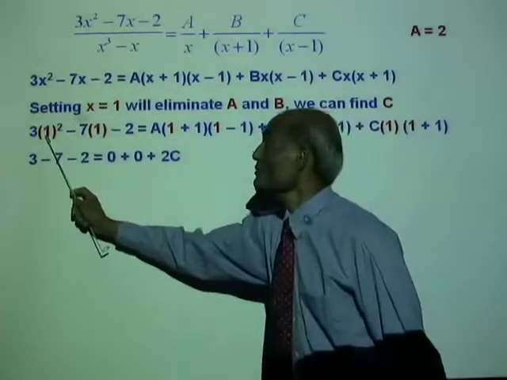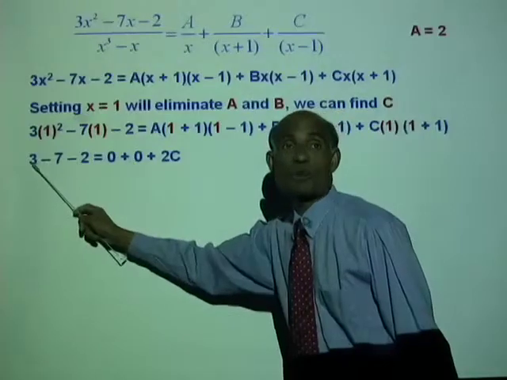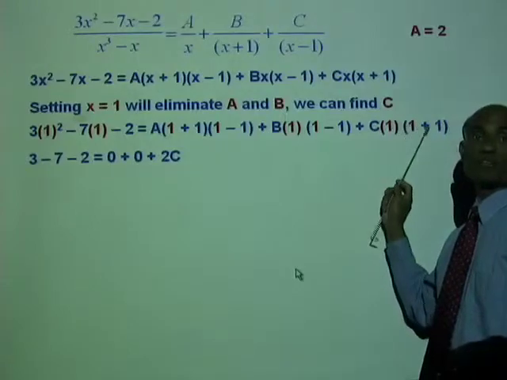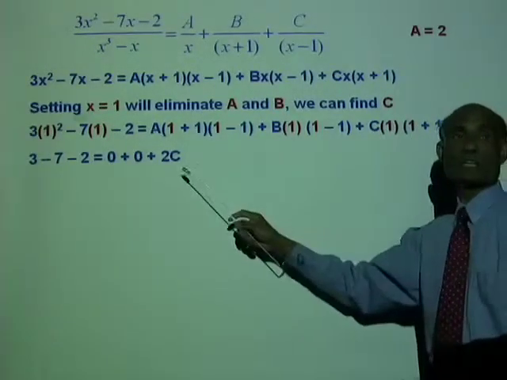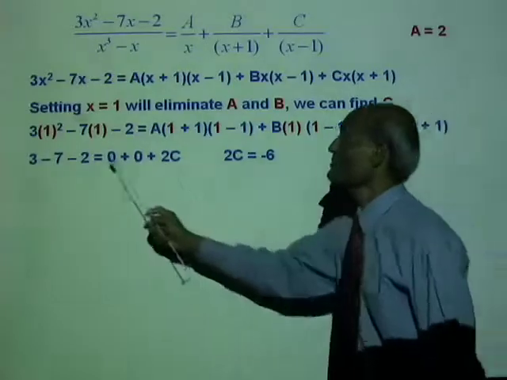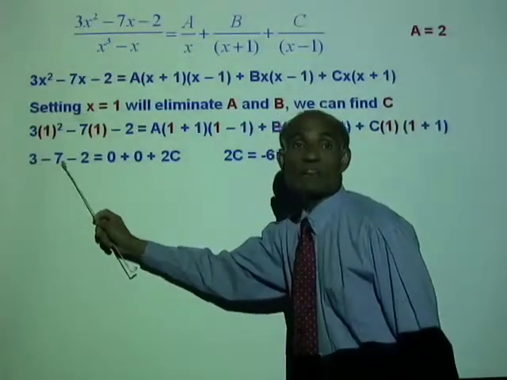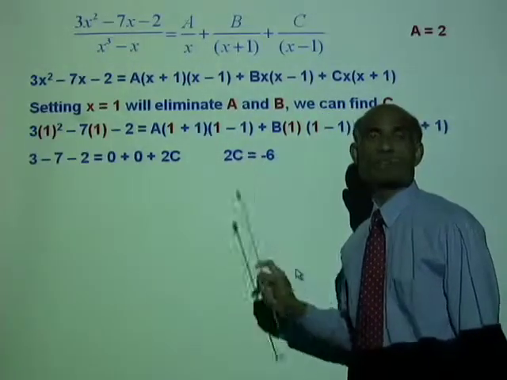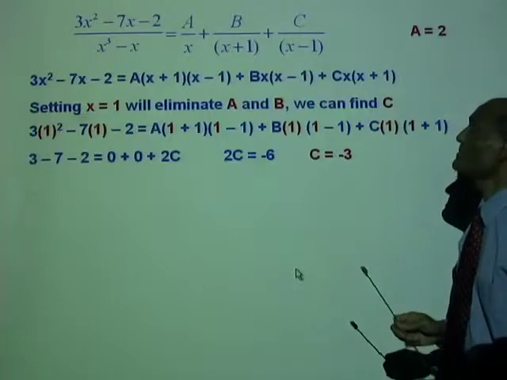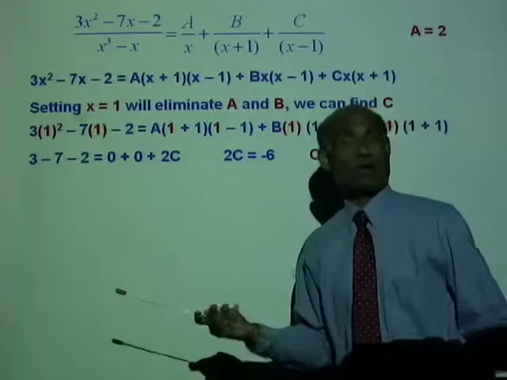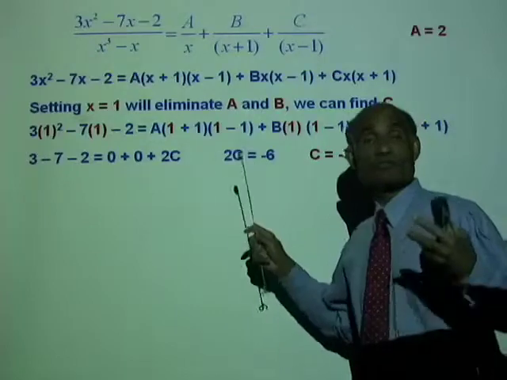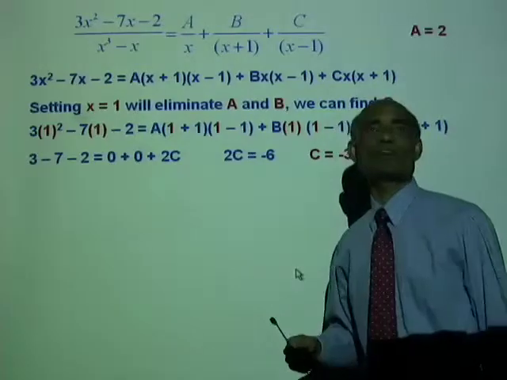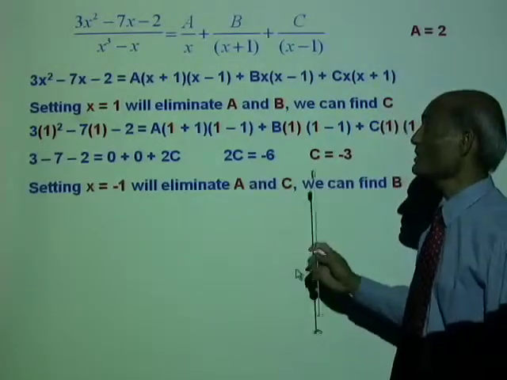That will give me 3 minus 7 minus 2 on the left side. This is 0, this is 0, this is 1 plus 1 is 2 times c is 2c. And that gives you negative, this is negative 6, is that right? Negative 9 plus 3 is negative 6 equal to 2c, or c equal to negative 3. Well, once you have the values of two constants, then any x value will be alright because you know the values of two constants and we find the third one.